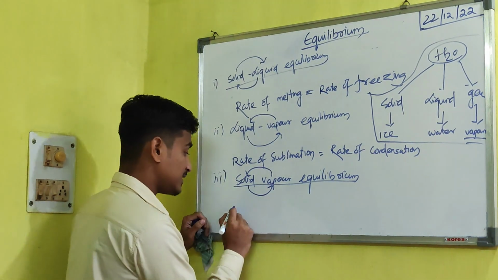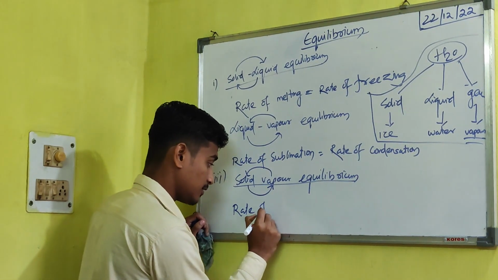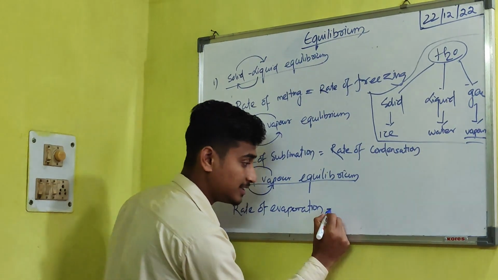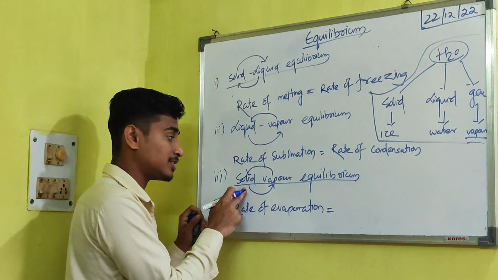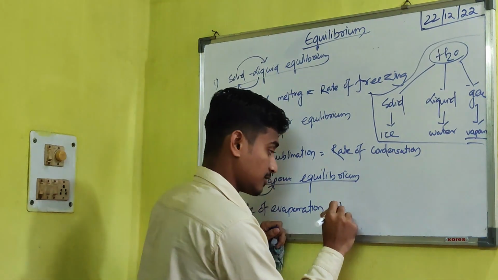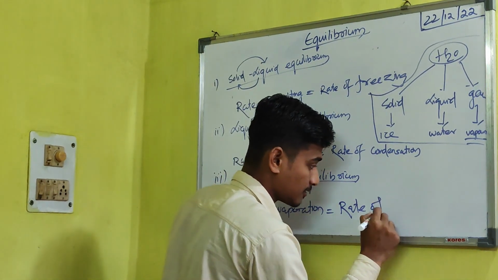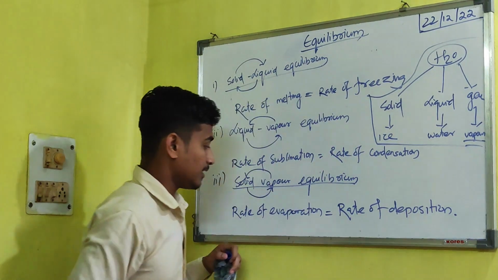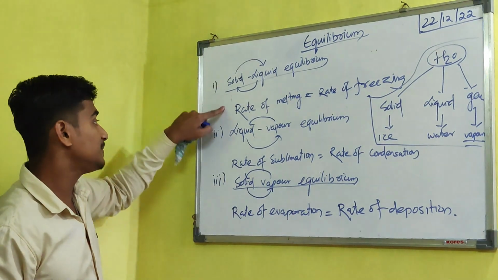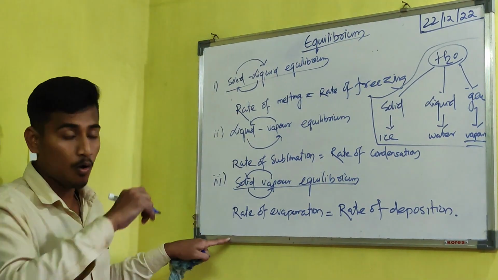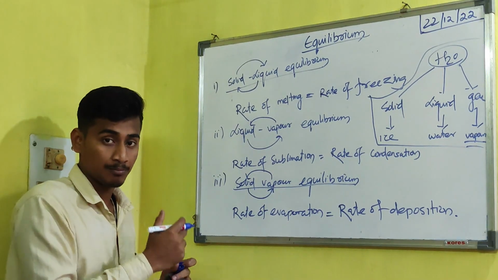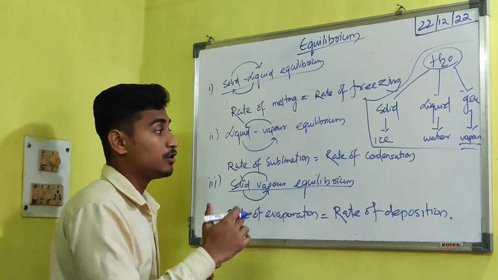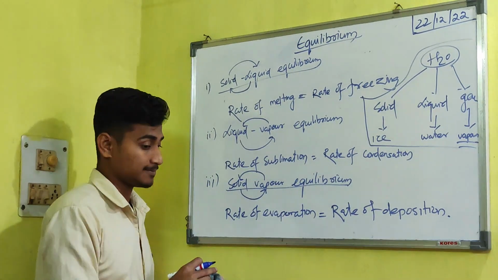The solid to vapor change is the rate of evaporation, which is equal to the vapor to solid change. That process is called deposition, the rate of deposition. In all three of these phase types, the phases are in equilibrium. Then let's take up another type, called dissolution of solid or gas in liquid.